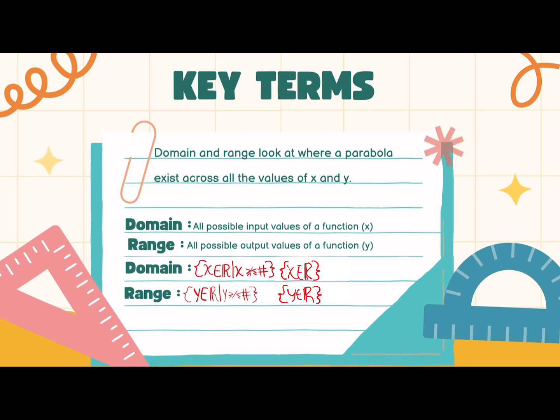So looking at the bottom, that's how you write your domain, and it's basically x can be any real number, but x must be greater than or equal to a number. And for your range, it'll be y can be any real number, but it must be greater than or equal to a number. And sometimes domain might only have x's and range might only have y's.